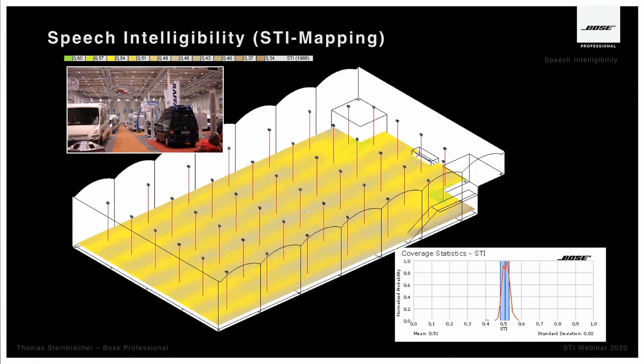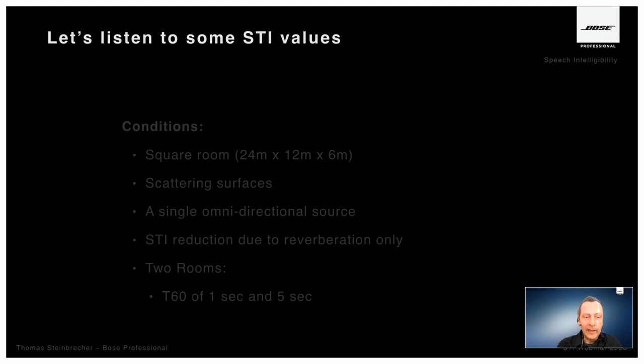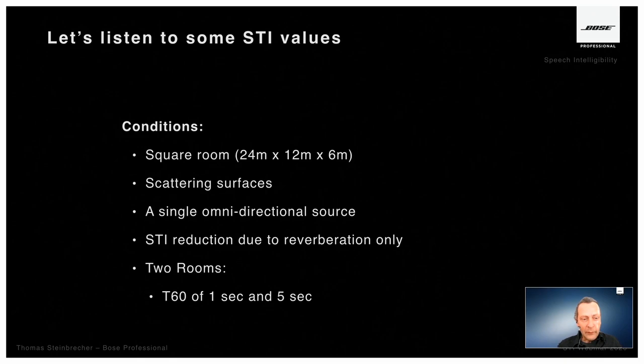But before we get started with the modulation transfer function, let's listen to a few typical scenarios so we get a little bit of calibration on the STI scale. So I've created a test room in simulation. So what we are going to listen to is simulated audio from Modeler. It's a square room. It is diffuse, so it has so-called scattering surfaces and no discrete reflections from any of the surfaces in the room. It has a single omnidirectional source.